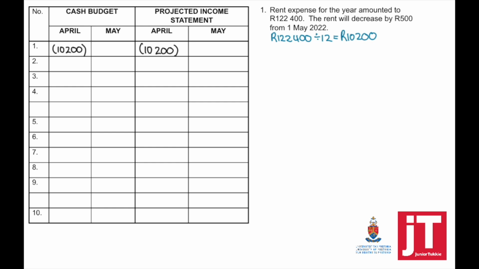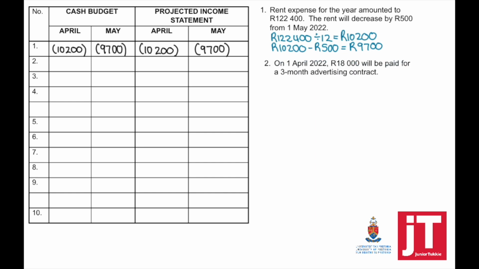For April, we need to budget. This is an expense which we need to pay as well. This is why it appears in the cash budget as well as in the projected income statement. But now from the 1st of May, the rent will decrease by 500, which means that my expected payment is 9,700. My expected expense is 9,700. It must be shown in brackets or a negative sign. Otherwise, you're going to get it wrong.